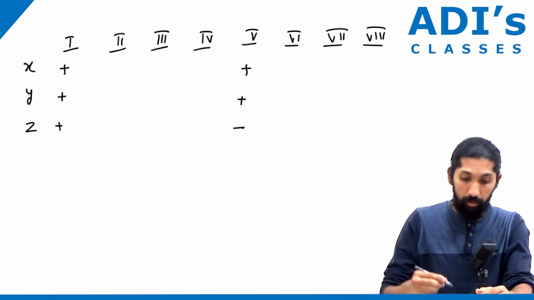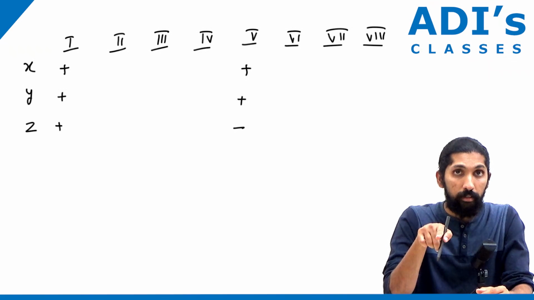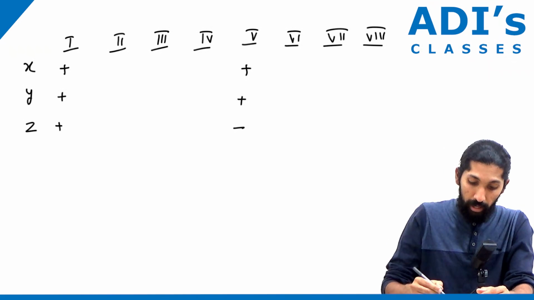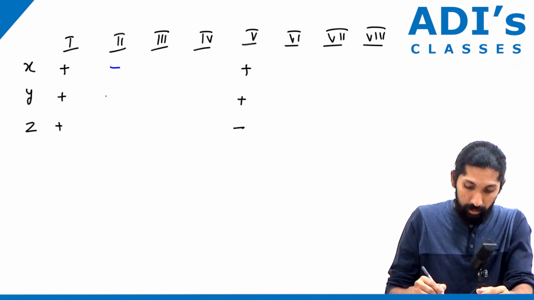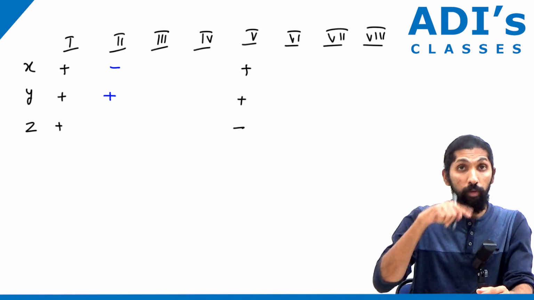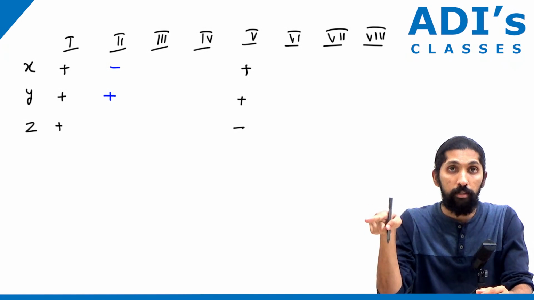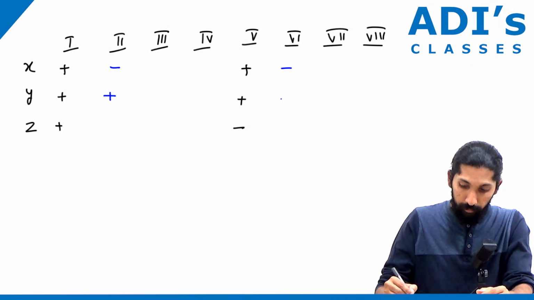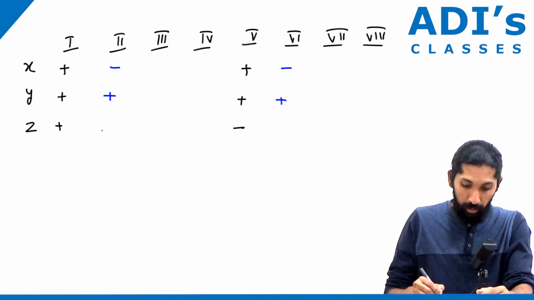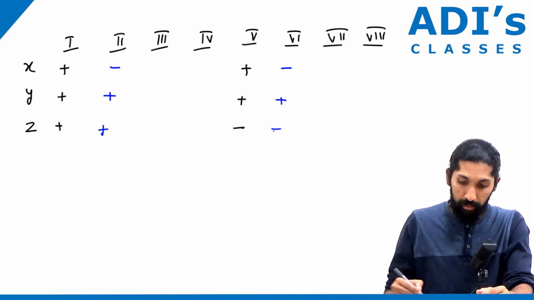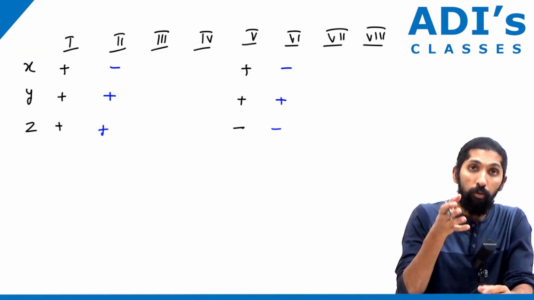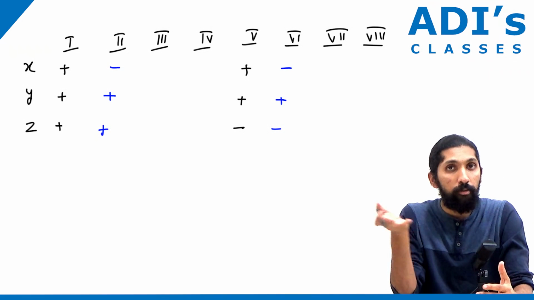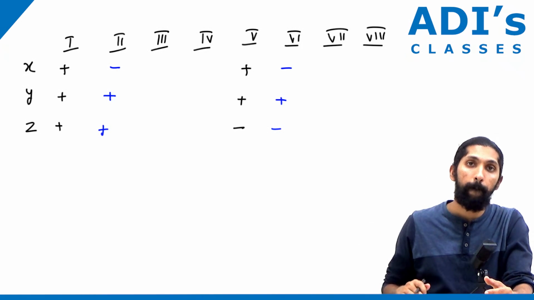Now, for the second quadrant, what are X and Y? X is going to be negative, Y is going to be positive. Now, which other octant is going to be the same? The sixth one. Sixth one, negative, positive. Z value is plus, Z value is minus. See, if you know the quadrant, you can easily get to know the sign of the octant, isn't it?